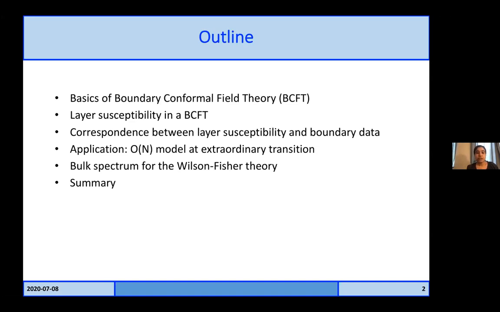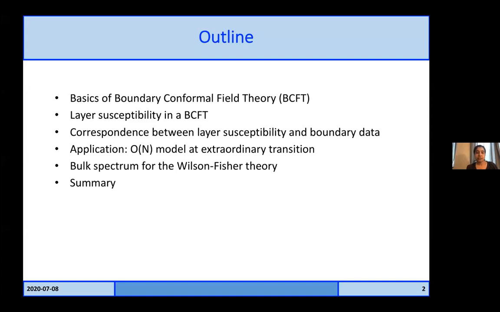Then I will move on to discuss how all these things work for a specific example. Today I'll talk about how this works for the O(N) model at the extraordinary transition in the Wilson-Fisher theory. Now, via the bulk expansion of the correlation function, all these things can be used to gain some information about the bulk spectrum for the Wilson-Fisher theory. So we will discuss how one can compute the averaged anomalous dimension in the Wilson-Fisher theory for the composite operators of the fundamental scalar fields phi up to a certain order in epsilon. And then I will summarize.